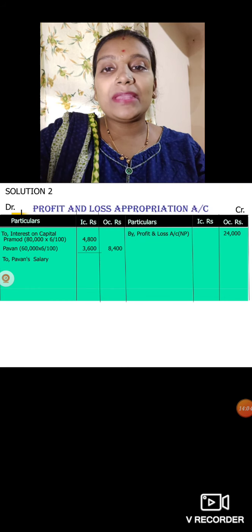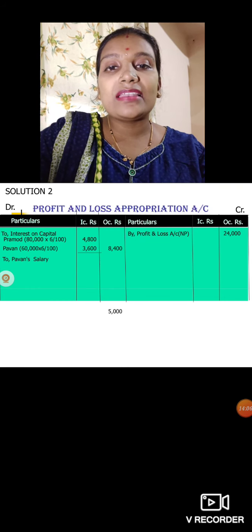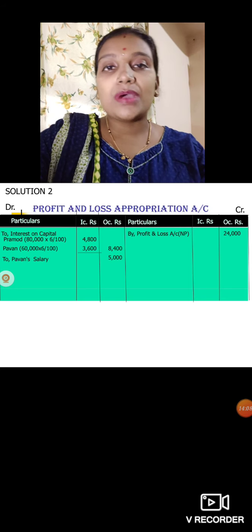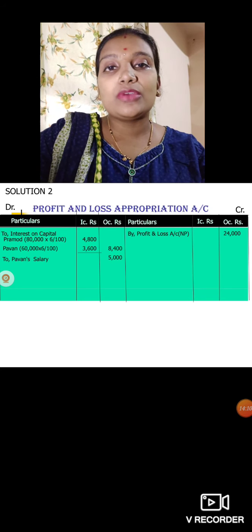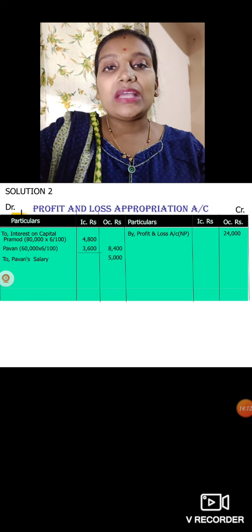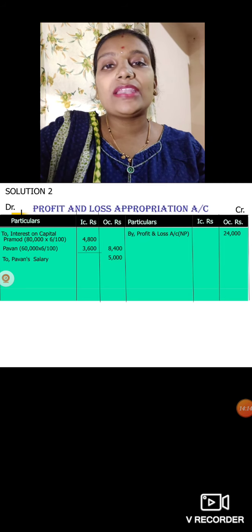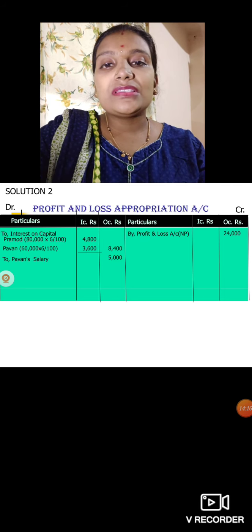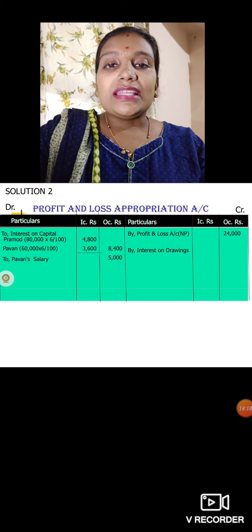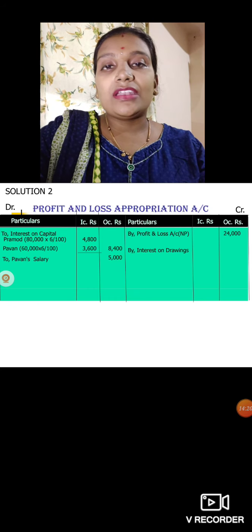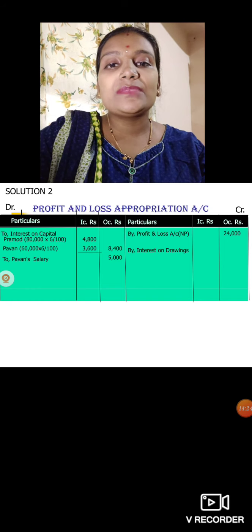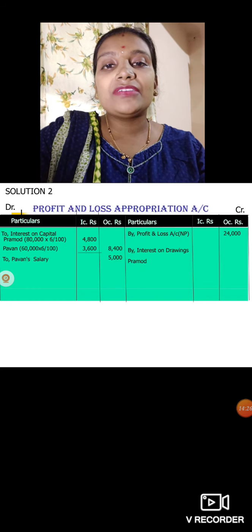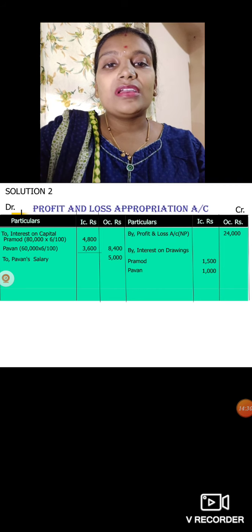Then next Pawan's salary. They have given annual salary, so no need to multiply. Directly you should write to Pawan's salary rupees 5,000. If it is per month, then only you are going to multiply with the number of months. Now they have given annual salary, so directly you should write Pawan's salary rupees 5,000. Then next we have interest on drawings. Here we don't have any commission to any partner. So directly we'll come to drawings. Interest on drawings they have directly given.